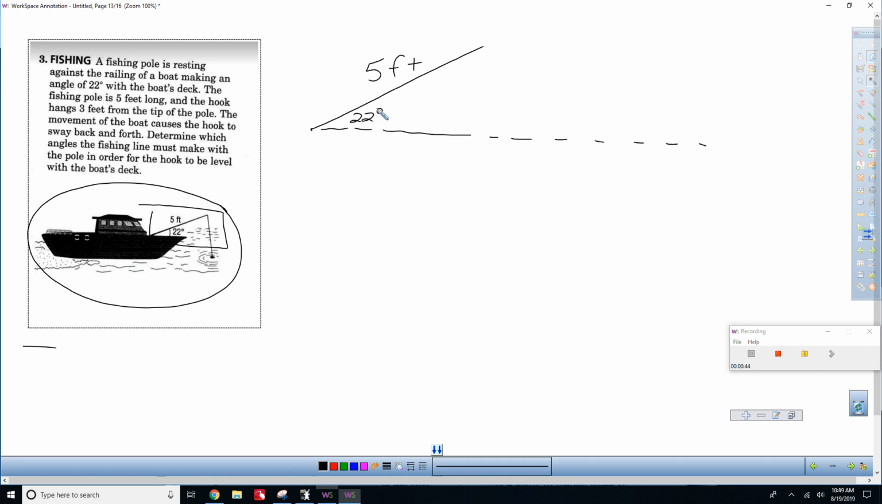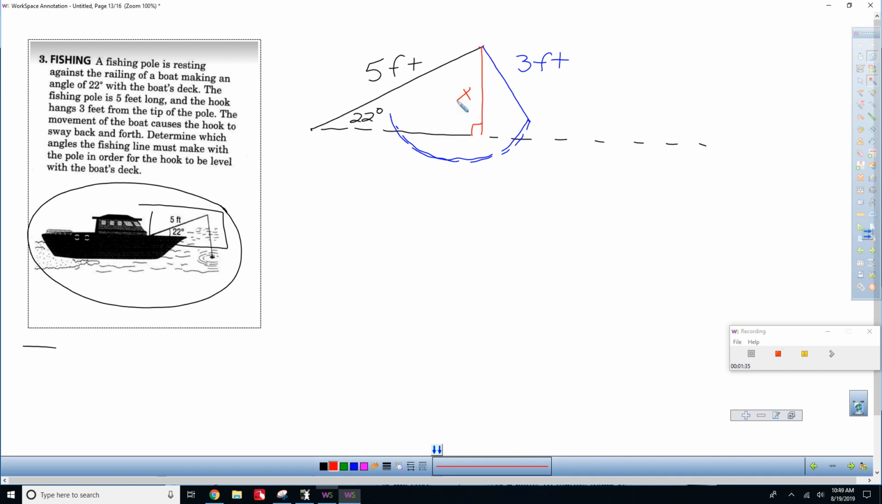Finally, let's see. The fishing pole is 5 feet long and the hook hangs 3 feet from the tip of the pole. So this is always 3 feet. But due to the sway of the boat, the end could be anywhere. And that's why I feel like this is an ambiguous case problem. So, Brian, I think what we're supposed to do here is find the length of the height of that triangle.